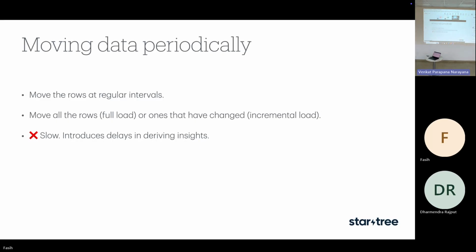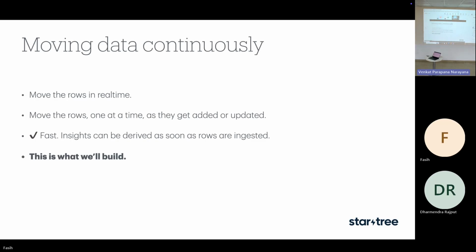But there is a way in which we can do this in a much better way, and that is to move data continuously as streams. What this does is it moves the rows, but instead of moving those rows in batches, it moves them one at a time. As soon as a row is inserted or updated in the database, you can take that row and you can ingest that into your OLAP data store. Okay. And this is what we are going to build, as we will see in the demo. And hopefully I would have convinced you that this is fast and that it allows you to derive insights in a matter of milliseconds.